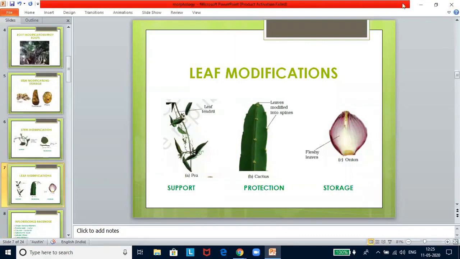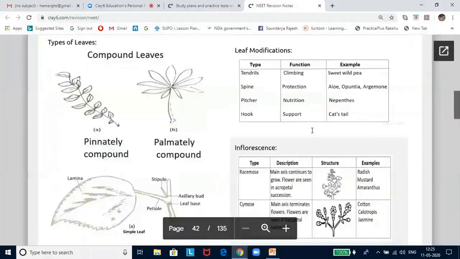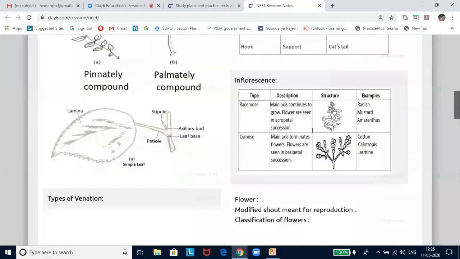Yeah, I hope you are clear with root, stem, and leaf. Now let us look into inflorescence. The inflorescence is the branch in which the flowers are borne. That is, the arrangement of flowers on the floral axis is known as the inflorescence.